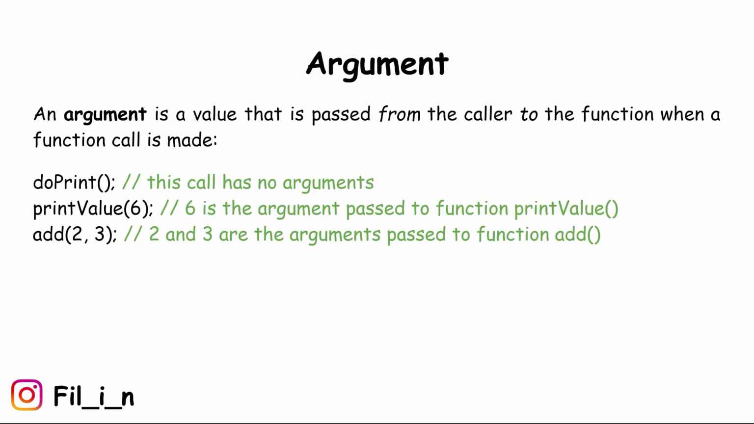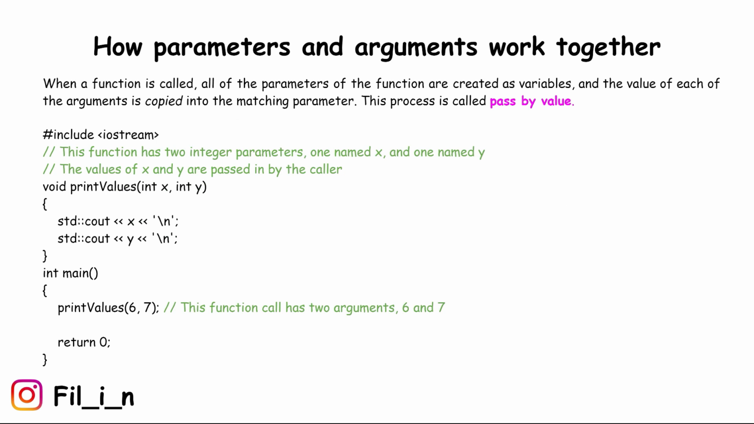An argument is a value that is passed from the caller to the function when a function call is made. doPrint, this call has no arguments. printValue(6), 6 is the argument passed to function printValue. add(2, 3), 2 and 3 are the arguments passed to function add. When a function is called, all of the parameters of the function are created as variables, and the value of each of the arguments is copied into the matching parameter. This process is called pass by value.